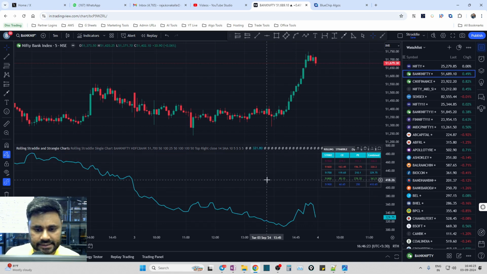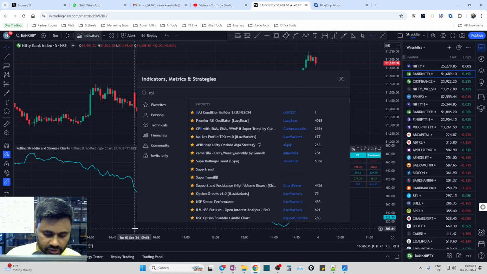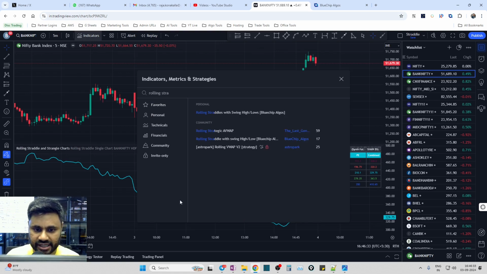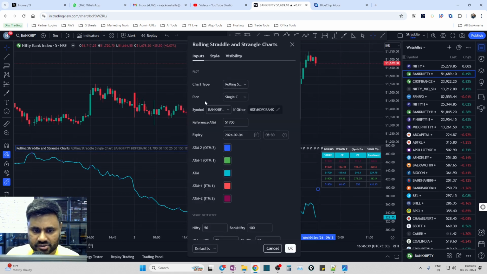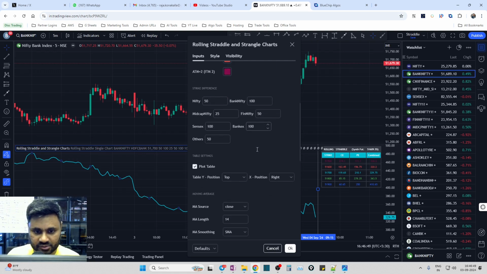So let's get to the topic. This is Bank Nifty, and yesterday we saw that in case you want to have this, all you have to do is just type rolling straddle with swing high low by blue chip algos. Okay, and once you have this, you just need to select the right symbol, reference ATM, which is the current market price rounded off to the strike, and then the correct expiry date. This we have seen yesterday.